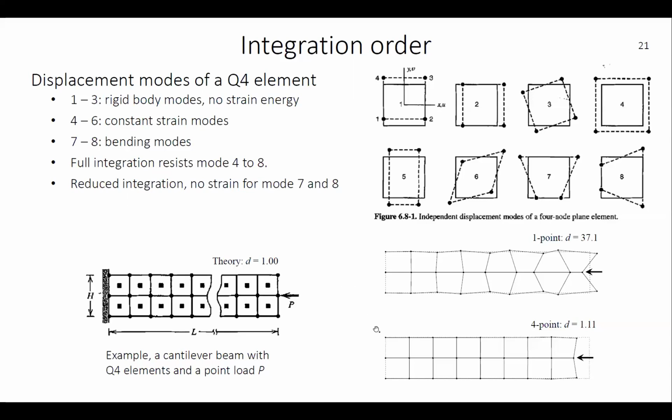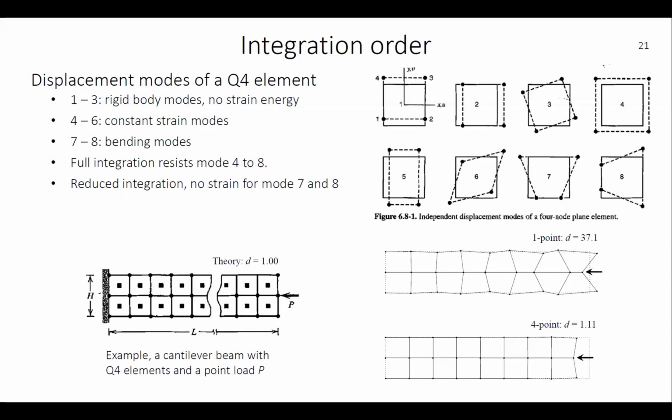And if we solve this, you can do that with a MATLAB script actually, or in other software. If you have a 1-point Gauss quadrature, we will not be able to resist any bending in the system. So the system will deform in a very unnatural way. So the bending stiffness component doesn't exist because we cannot activate modes 7 and 8. And therefore the deformation in this particular system will be severely distorted. And we have a displacement that is 37 instead of 1.